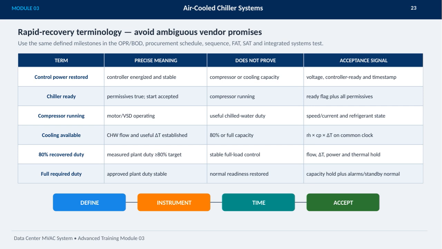Moving on, cooling available means chilled water flow and a useful temperature difference have been established, but to confirm 80% or full capacity, we look for measurements like mass flow rate times specific heat capacity times temperature difference, all synchronized on a common clock. Ultimately, full required duty means the plant duty is approved and stable, with normal readiness restored and capacity hold plus alarms and standby systems normal. This structured approach ensures clarity and consistency, minimizing misunderstandings and improving communication across all project stages. Defining and instrumenting these terms precisely is key to achieving reliable and measurable system performance during recovery.